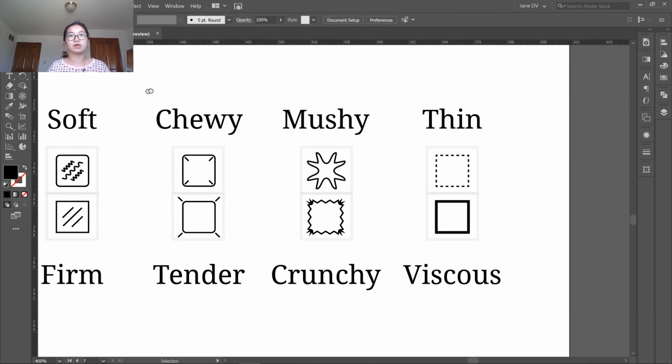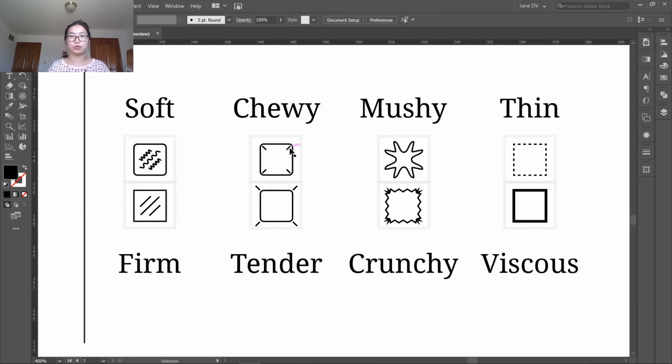So we have soft, firm, chewy, or tender. I did chewy like this because chewy means it doesn't come off. So this is more specific to meat. This applies across everything, but this applies more to meat. So if it's chewy, it sticks onto the bone better. If it's tender, it falls off really quickly.